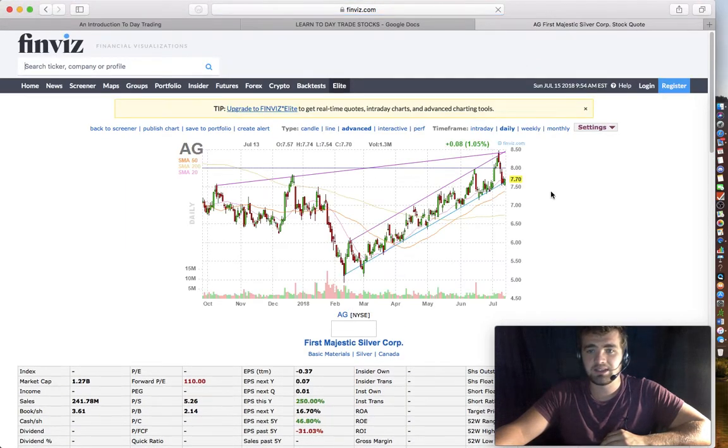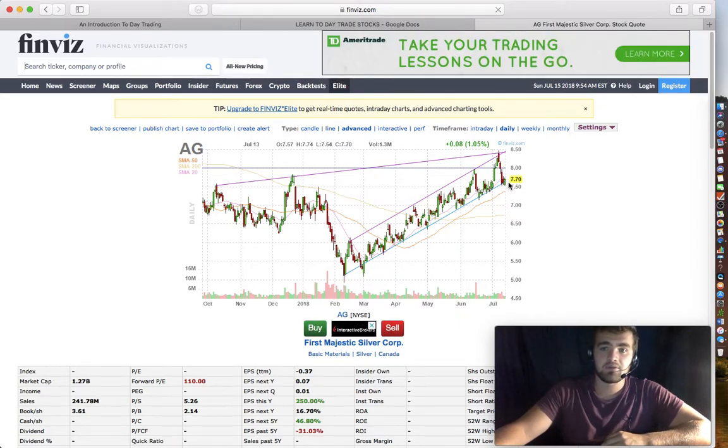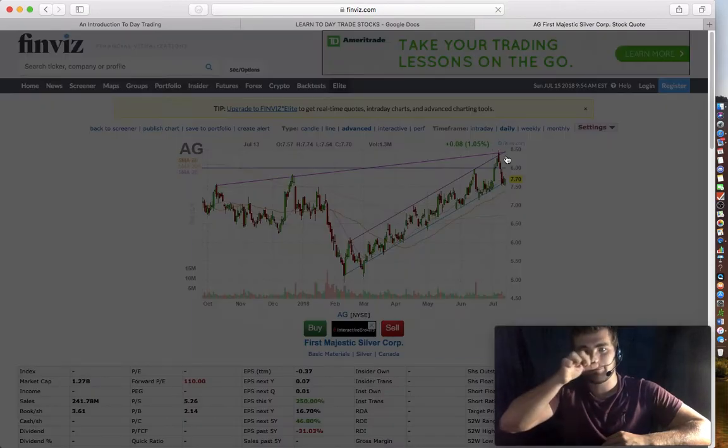AG seems pretty decent here because that line is already at that support area, so it would have a very good chance of going from 770 all the way up to 850.